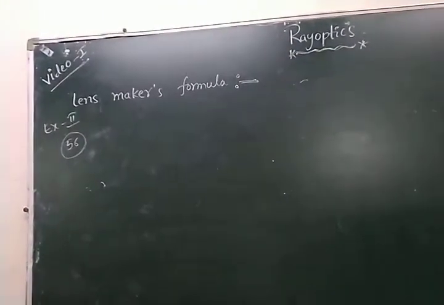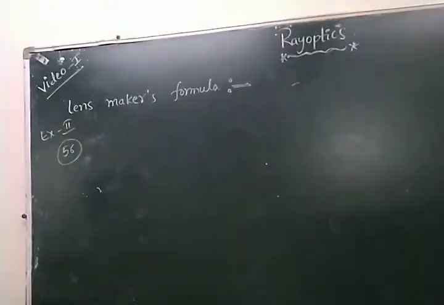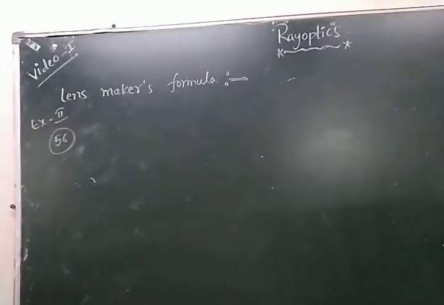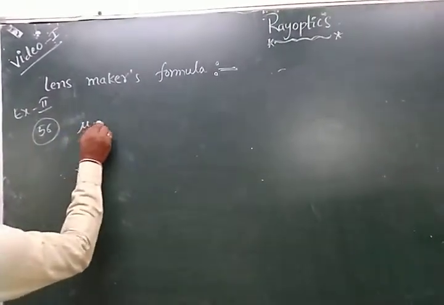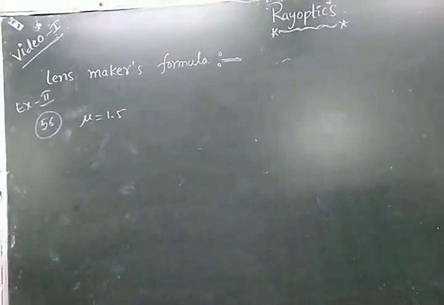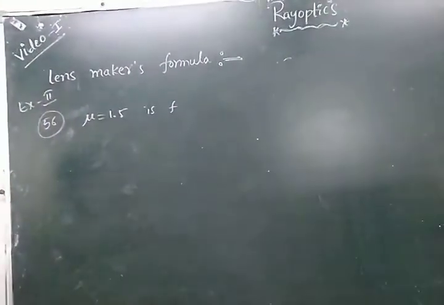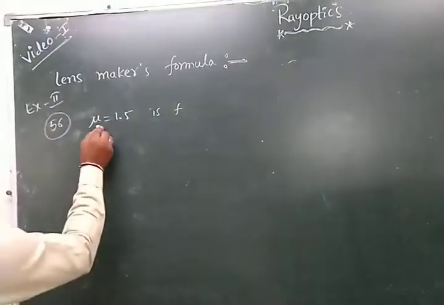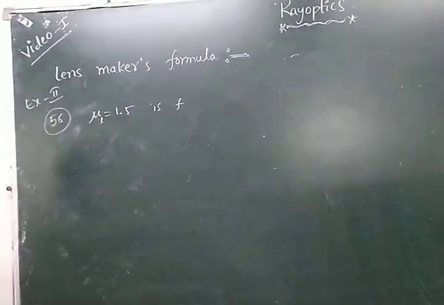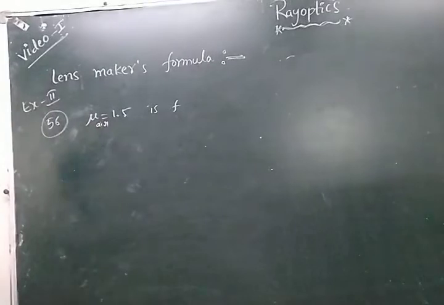56. The focal length of a convex lens of refractive index mu equal to 1.5 is f when placed in air. So that means this is a liquid. Placed in air, air means this is the air, the refractive index of air.